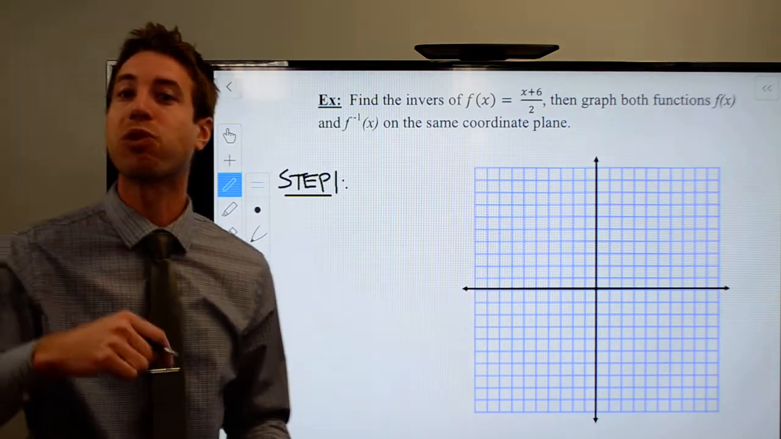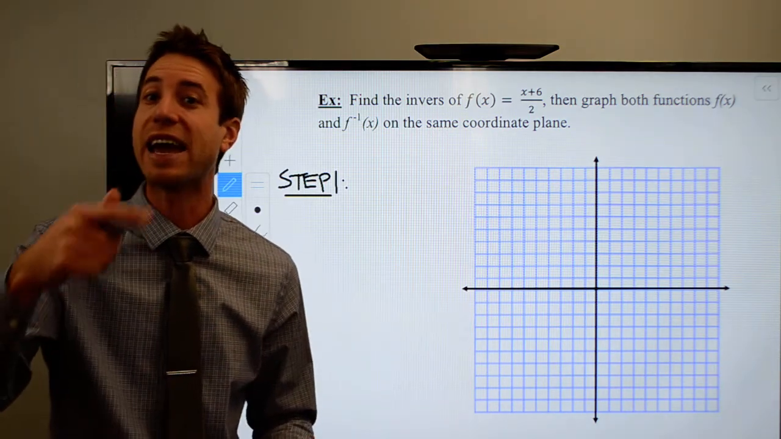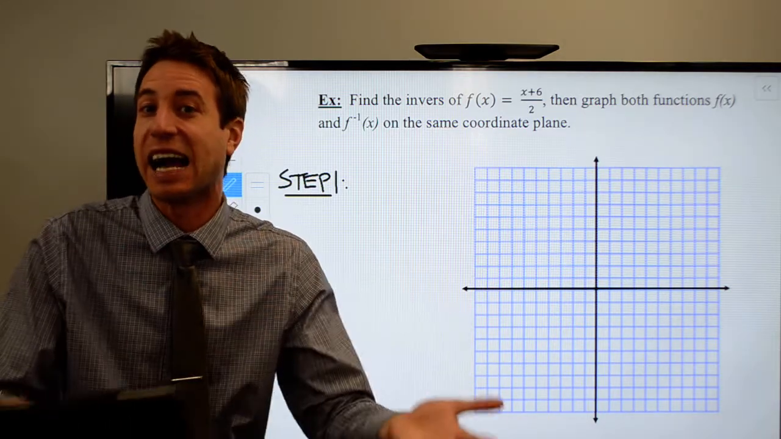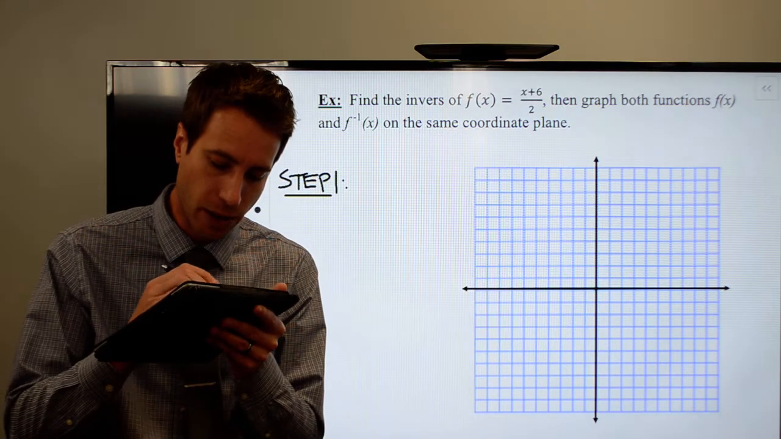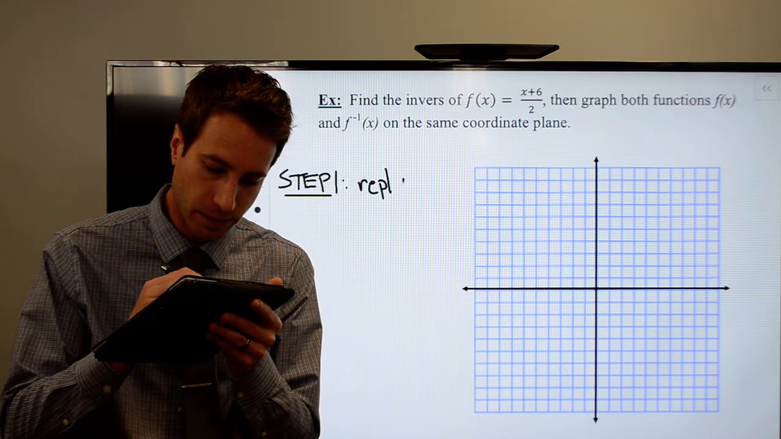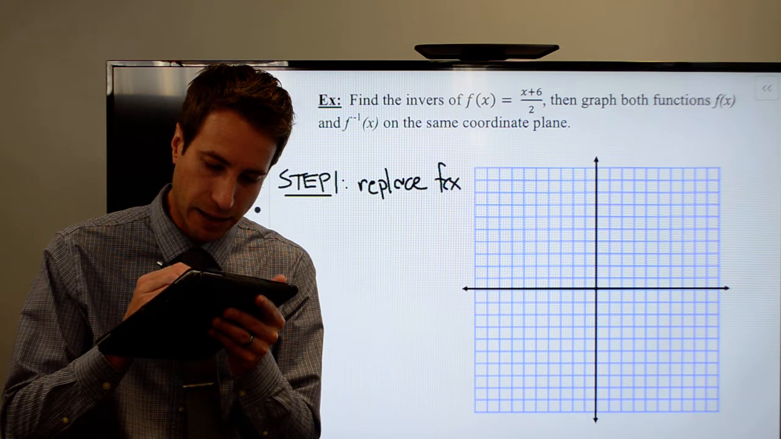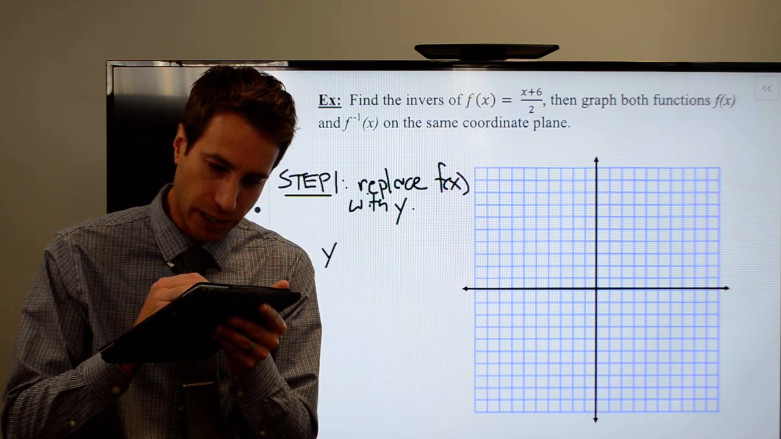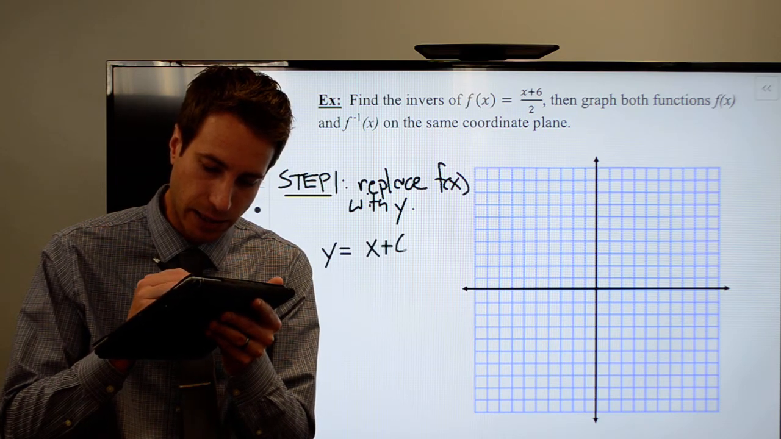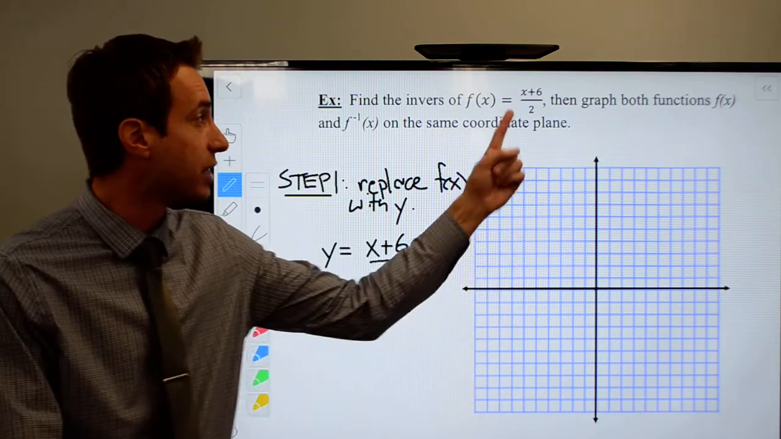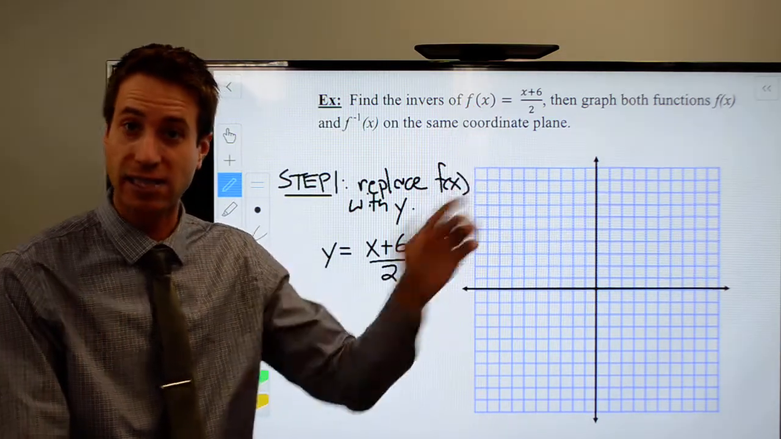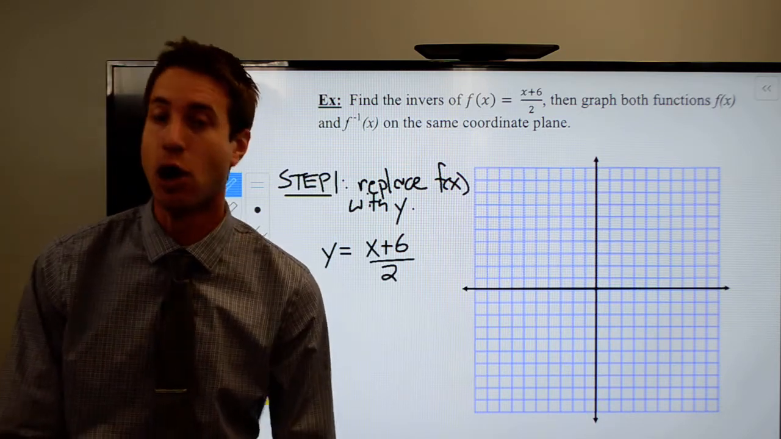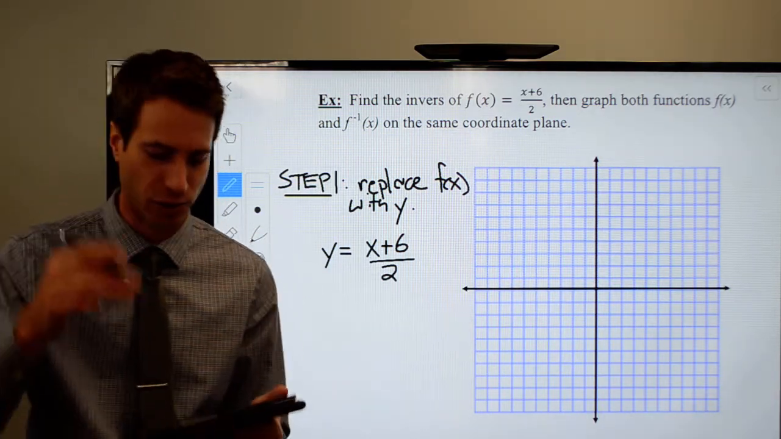You need to replace f of x with a y. Remember, f of x means y, but if I'm going to switch the x and y's, I need there to be a y. So, replace f of x with y. So here we go. My new function is y equals x plus 6 over 2. Right? That's step 1. This is the function I was given. It's called f of x. I am going to replace that f of x with a y, so now I have a y in there. Why did I put that y in there?